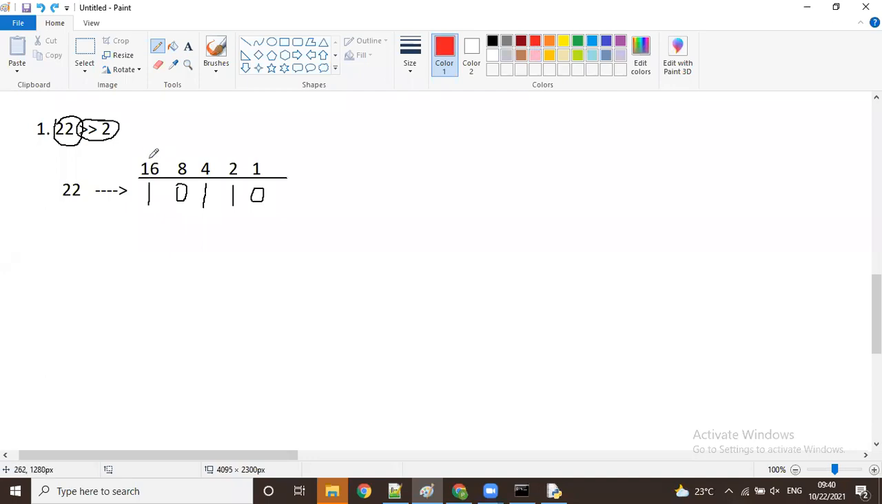So from here I'm moving now. How many places? 2 places, right? So 1 and 2. That means the 1 moves right to here, guys. That one came here, 2 places right side. Next, 0 is there. 0 also moves 2 places.